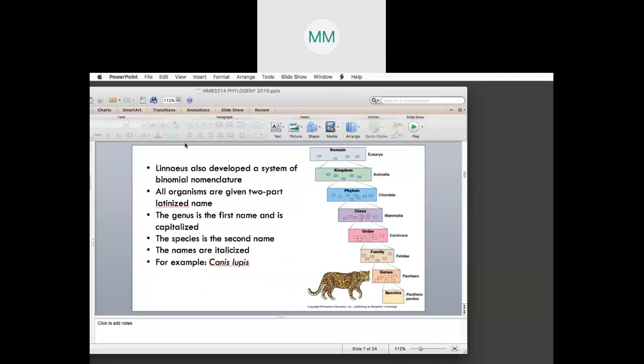Okay, so now, Linnaeus also developed a system for binomial nomenclature. So tahu, ingatkan apa tu binomial nomenclature? Nomenclature is nama, binomial means two. So this is a two naming system, which is a genus and a species. All organisms are given two-part Latinized names. Contohnya macam Panthera pardus. The genus is the first name and is capitalized. First name and P is the capital. The species is the second name, pardus, and is also italics. So this part very straightforward, kan? Shouldn't be very problematic.